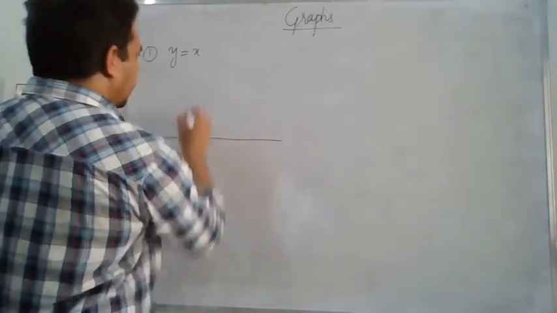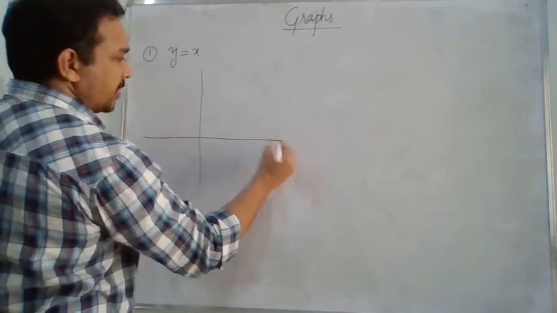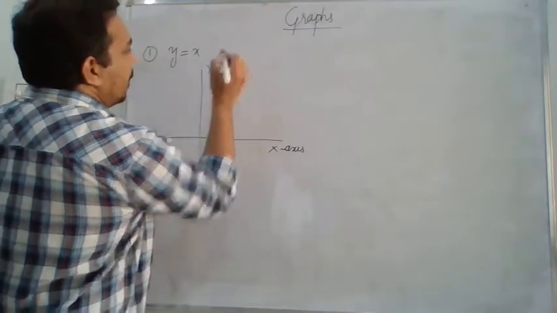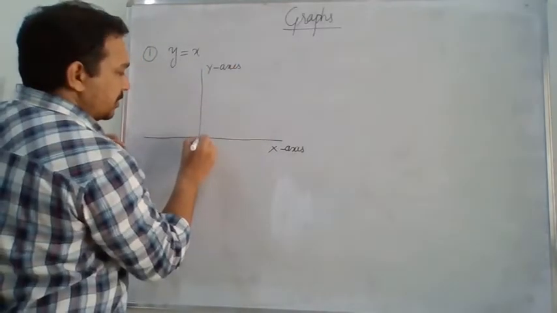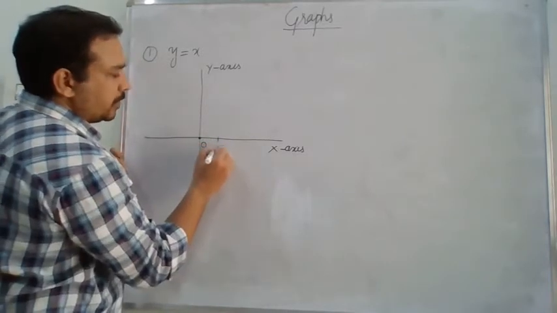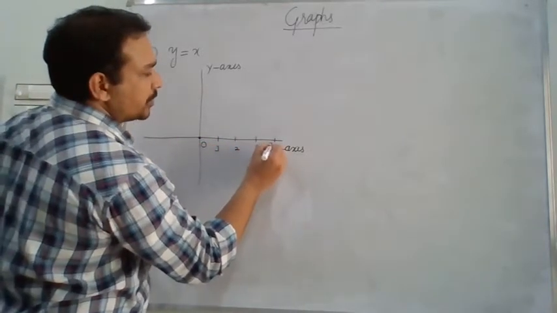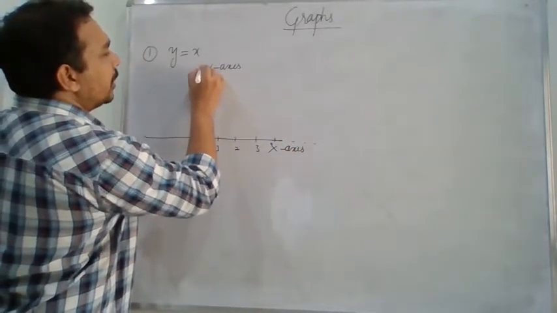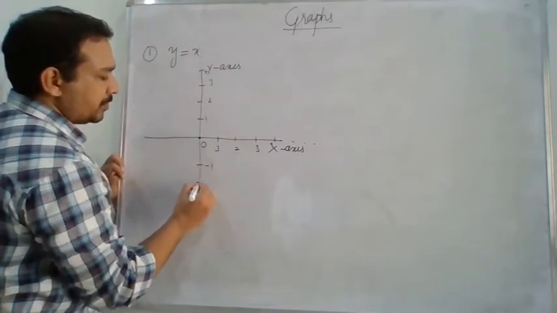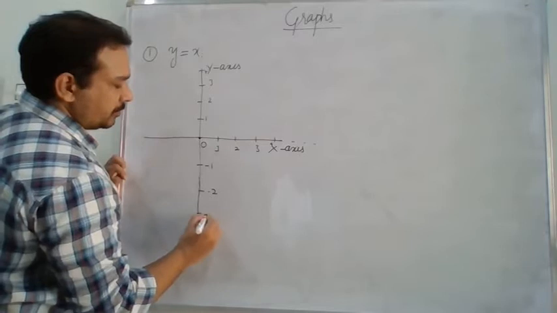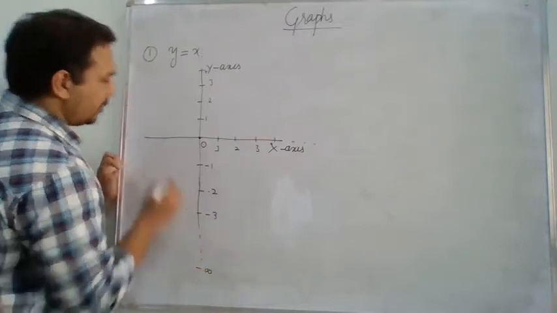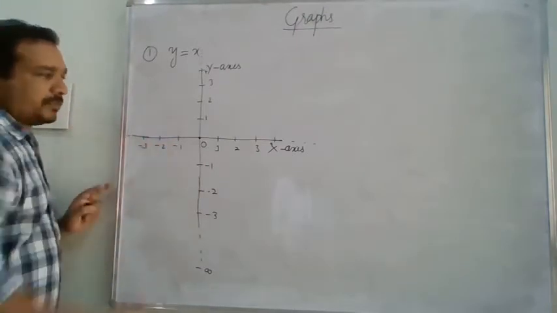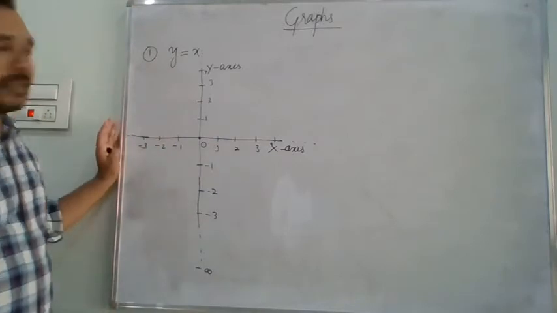Let us take real x-axis and y-axis. This is x-axis, this is y-axis. And all the points on the xy axis. This point is 0, 1, 2, 3, 4 and so on till infinity. Positive 1, 2, 3, 4 and so on till positive infinity, minus 1, minus 2, minus 3 and so on, minus infinity. So this is x-axis and y-axis.